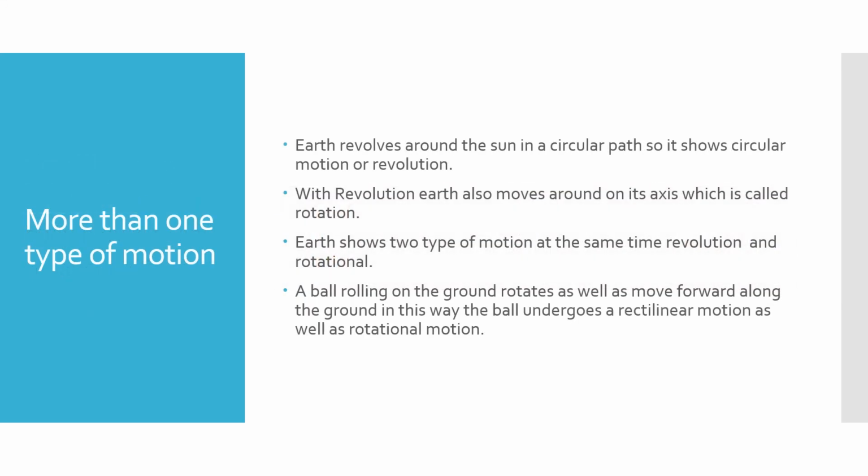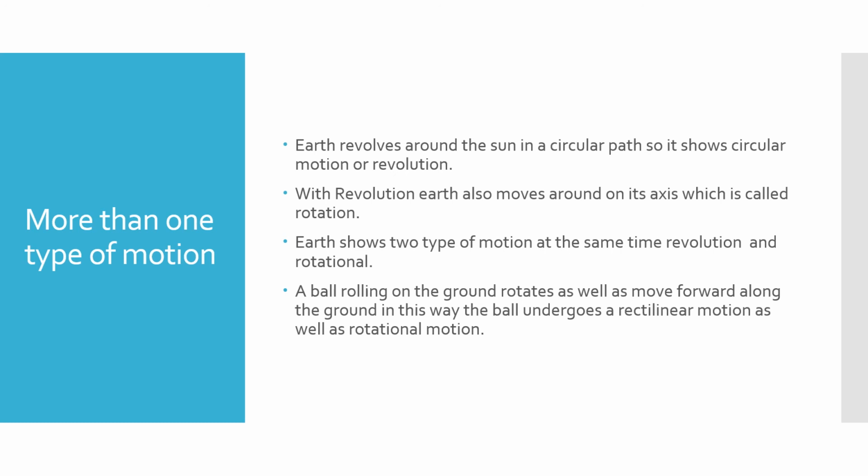There are some cases where more than one type of motion comes into the picture. Like the Earth, which revolves around the Sun in a circular path, so it shows circular motion, or revolution. Along with revolution, the Earth also moves around its own axis, so rotation is also going on here. So it means the Earth shows two types of motion at a time. What are they? Revolution as well as rotational motion.